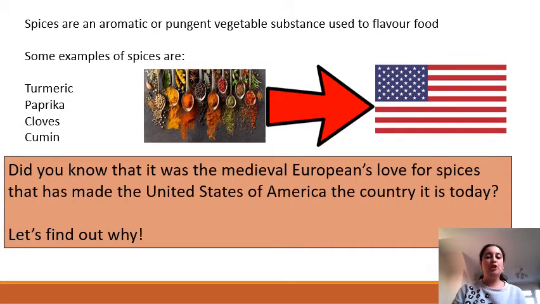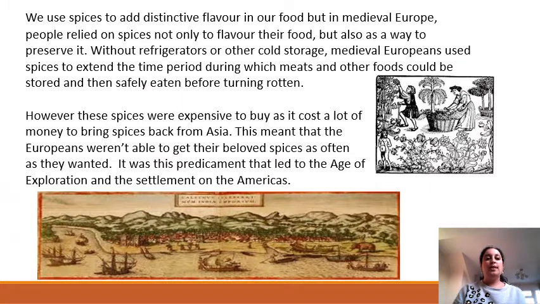Remember, you should be making notes as you're going along now, and I will be giving you some ideas about what things you need to be noting down and the key information that you need. So nowadays we use spices to add flavour to our food, but during medieval Europe, people relied on spices not only to flavour their food, but also as a way to preserve it, so to keep it fresh, to keep it not rotting basically, so that it's safe to eat. So if you want to, you can write a little note about that.